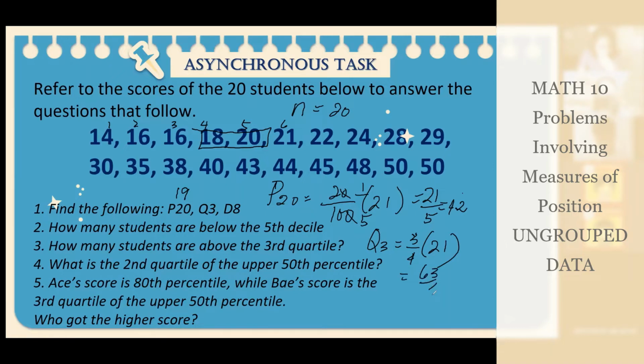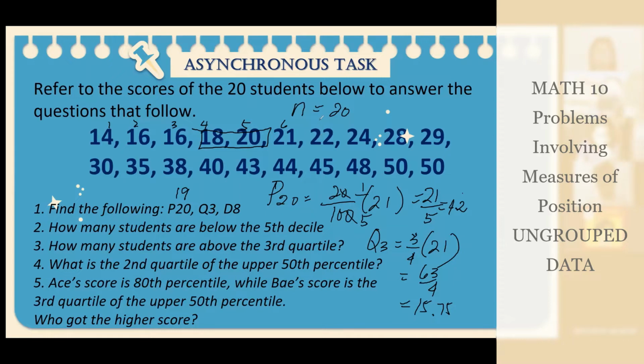63 divided by 4, what's the answer? Use your calculator, please. Yes, Diana? 15.75. Come again. 15.75. So there is a decimal point. We have to consider the 15th and 16th.